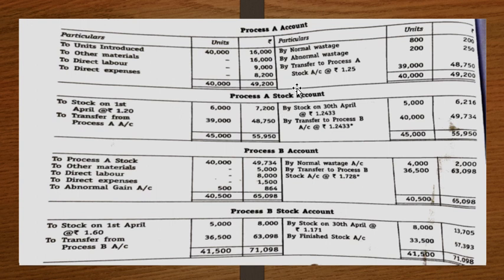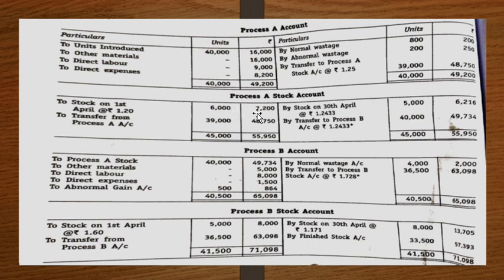Next we have stock from process A account. So it is transferred to the process A stock account at rupees 1.25, which is directly given here, or we have calculated 39,000, and the value is 48,750. So this is the input stock.